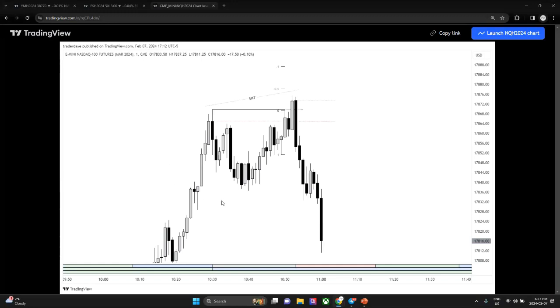This is a microcycle, right? This is not a 90-minute cycle. This is smaller than that. This is the 1-minute chart. This is the trade that I executed today, right? Literally on this candle right here, on this close right here. My stop was here.